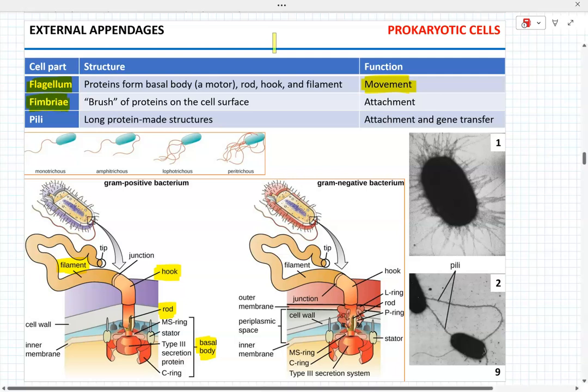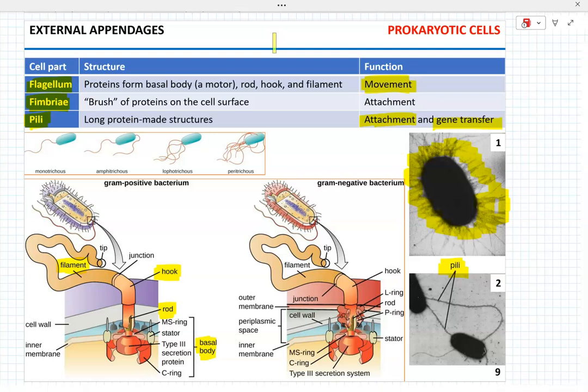Fimbriae are external appendages that look like a brush of proteins on the surface of the cell that can increase the cellular attachment to surfaces. And finally, pili. Pili are long structures made out of proteins that can either facilitate attachment or enable cells to transfer genes between each other.